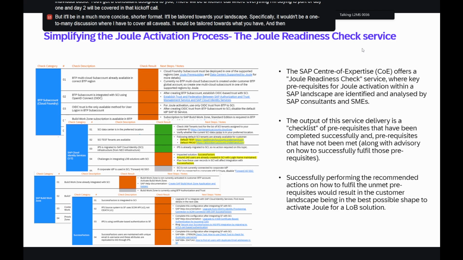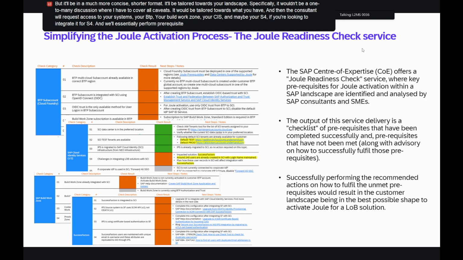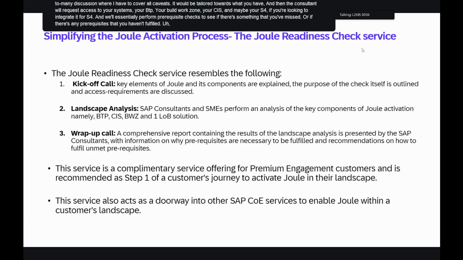And then the consultant will request access to your systems, your BTP, your Build Work Zone, your CIS, and maybe your S4 if you're looking to integrate it for S4. And we'll essentially perform prerequisite checks to see if there's something that you've missed or any prerequisites that you haven't fulfilled. So prior to you activating Joule, you can request this from SAP.